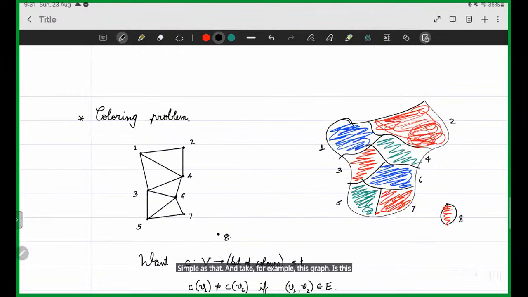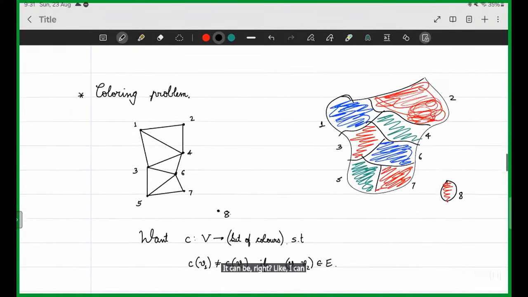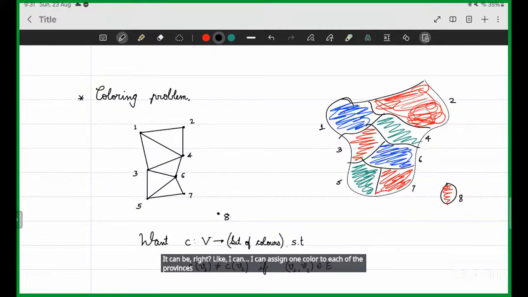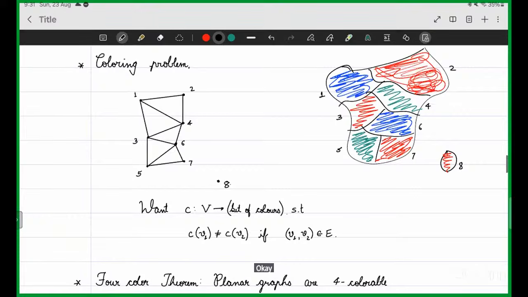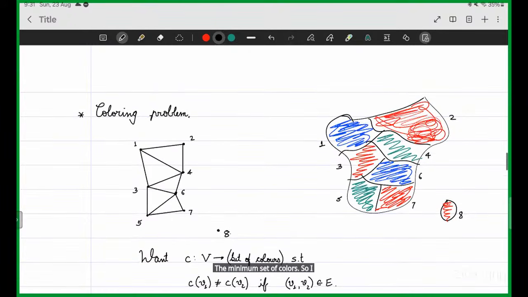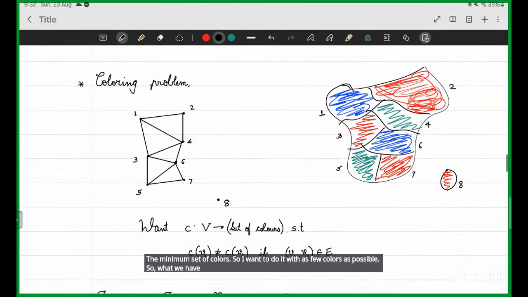Is this graph 8-colorable? No. It can be, right? Like I can assign one color to each of the provinces, and if I use it, it will be 8 colors. Yeah. So yes, 8-colorable. Of course, if it is k colorable, it is also k plus 1 colorable. If I use more colors, I can always color it anyway. But the idea is to get the minimum set of colors. So I want to do it with as few colors as possible. So what we have shown over here is that this graph is 3-colorable.